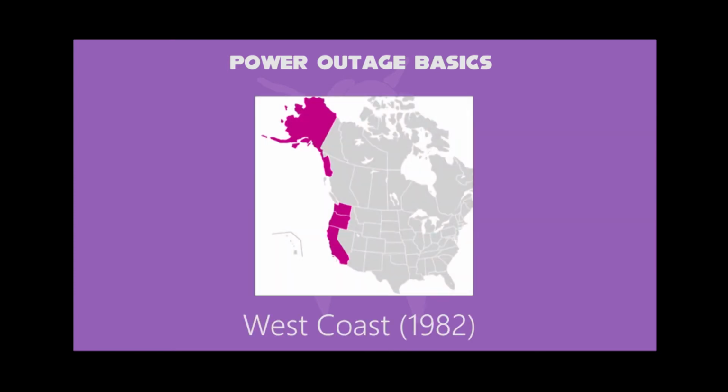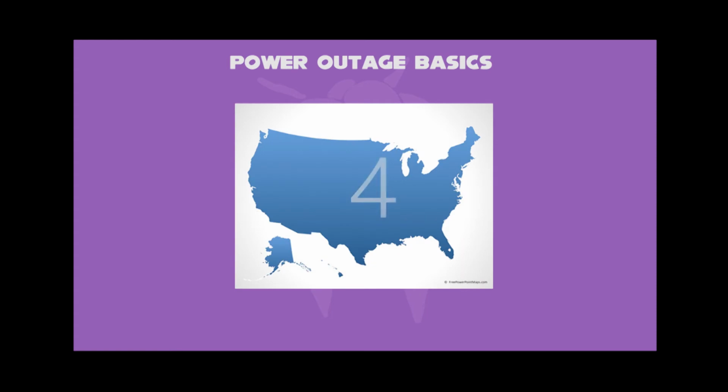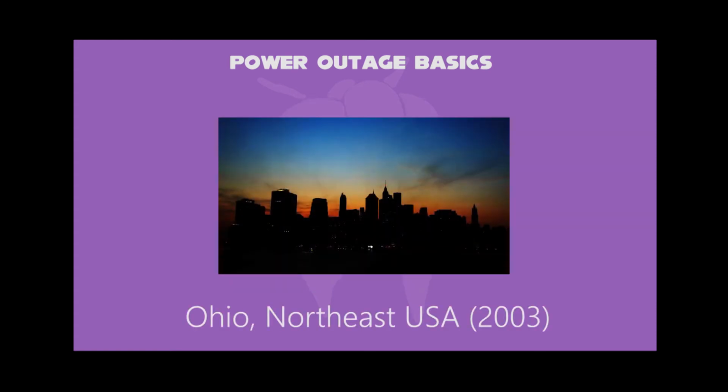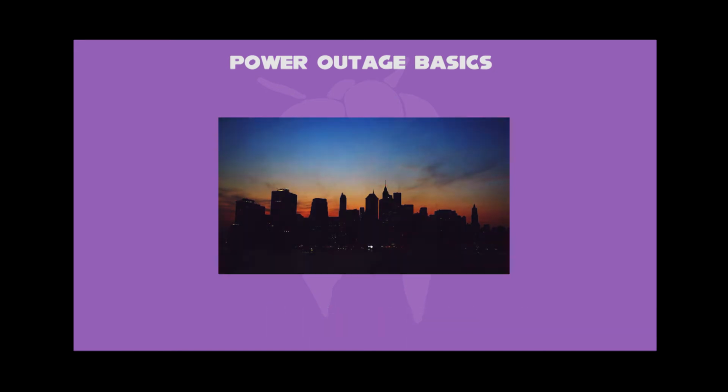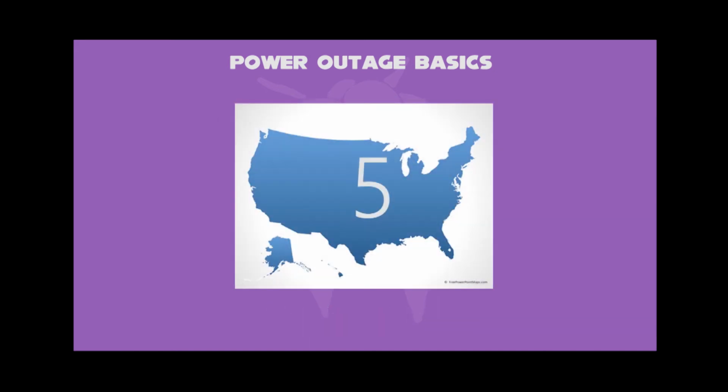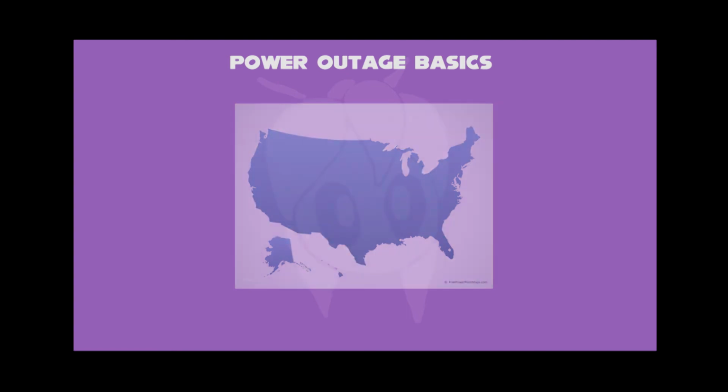Number 3, the West Coast Blackout occurred in 1982. More than 5 million people lost power after hurricane-force winds knocked over a major 500 kilovolt transmission tower in Tracy, California. Number 4, the Northeast Blackout occurred in 2003. A high-voltage power line in northern Ohio brushed against a cache of overgrown trees, causing it to shut down. And number 5, the Mid-Atlantic and Midwest derecho blackout in 2012.